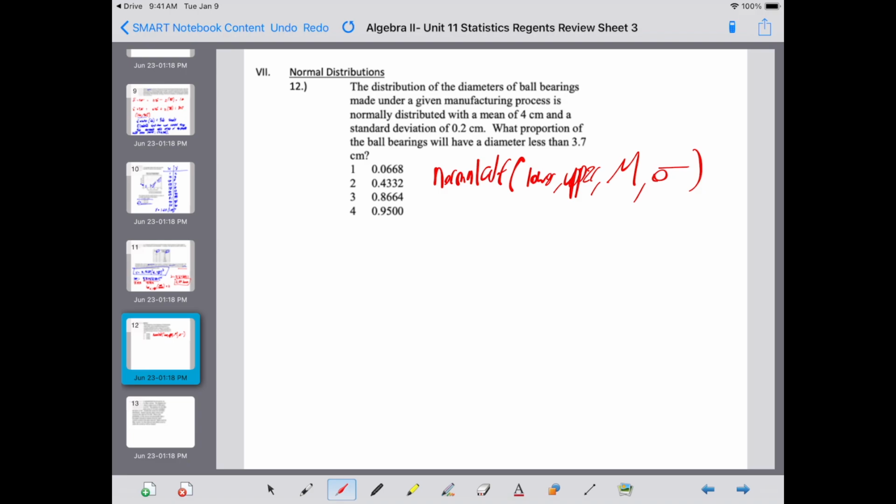What proportion of ball bearings will have a diameter less than 3.37? So if it's less than 3.37, is 3.37 going to be your lower or upper? It's going to be your upper. Your mean is 4. Your standard deviation is 0.2. And now your lower.